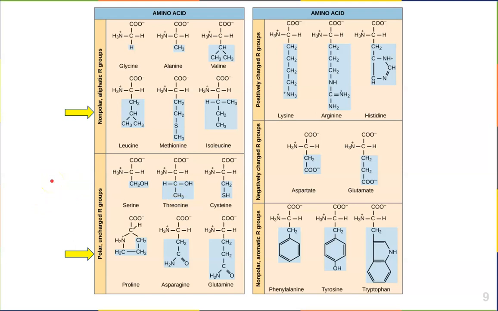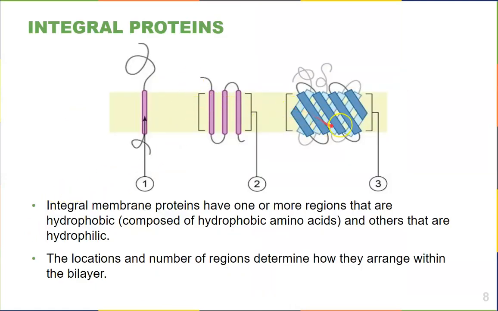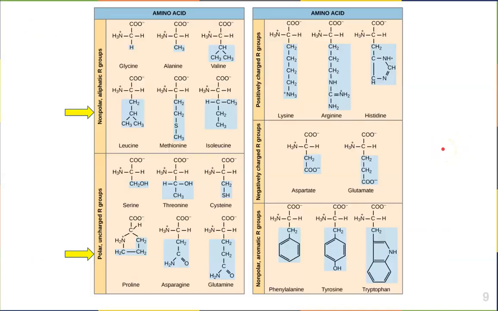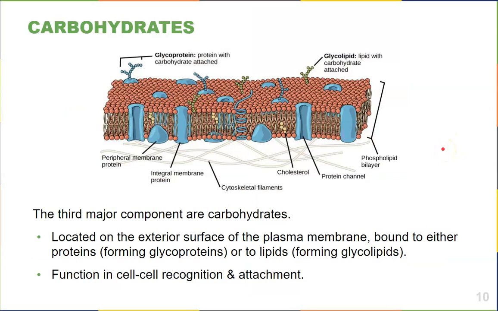So again, proteins are very specific on what they do. The primary, secondary, tertiary, quaternary structure, very specific on the protein function. If that changes, the protein changes. And any combination of these is going to make a different protein, right? So integral proteins are very integral for the plasma membrane. So let's move on to carbohydrates.